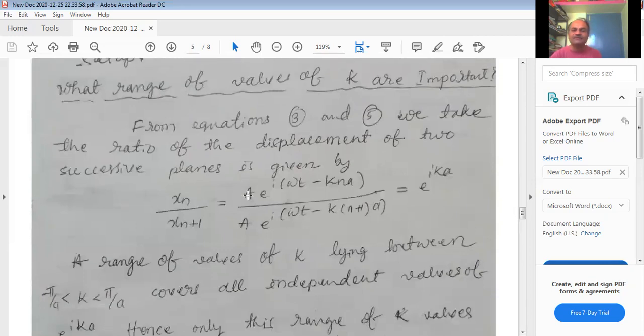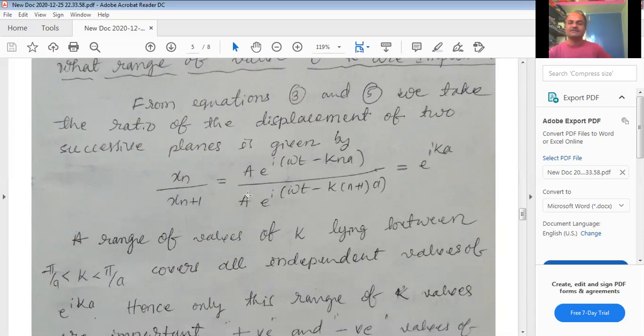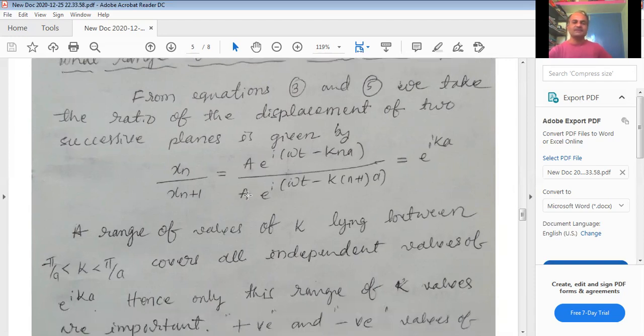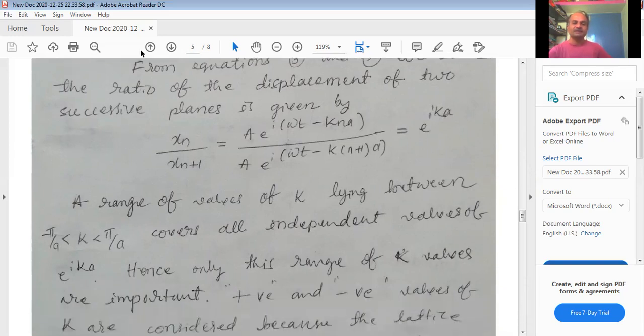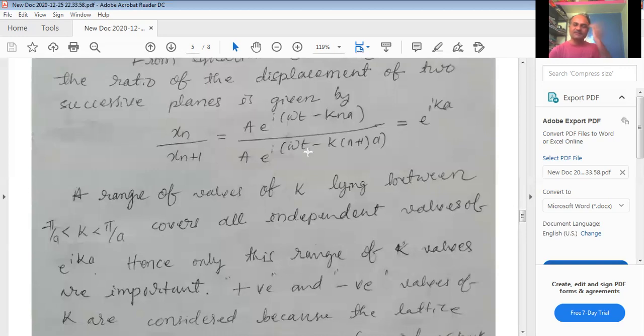Next, we'll see what range of values are important in this whole study of monatomic lattice. From equations 3 and 5, we take the ratio of displacements of two successive planes like this. So this xn is given by this value, a into e raised to i into omega t minus kna. Xn plus 1 is given by this quantity, and divide these two, a gets cancelled, all other quantities get cancelled, it becomes e raised to ika. So in this way, you can take the successive division of any displacement. Always you will get e raised to ika.